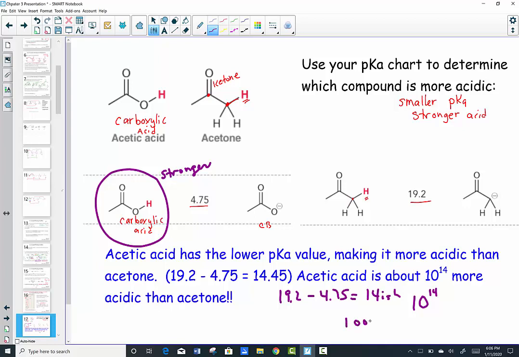Try another. Draw these structures. Take a moment, look up their pKa's, and then identify the more acidic compound. I'll wait a minute. You do it. Pause the video. Okay, so that means you're back and you've got an answer. Let's see if it matches mine.